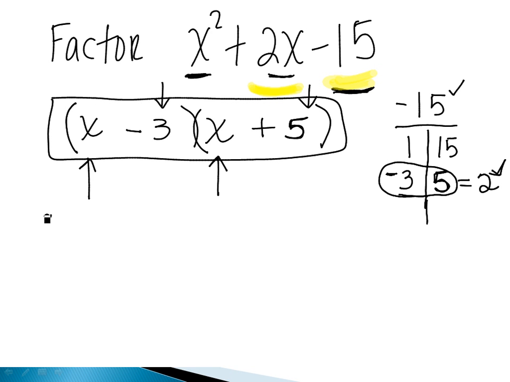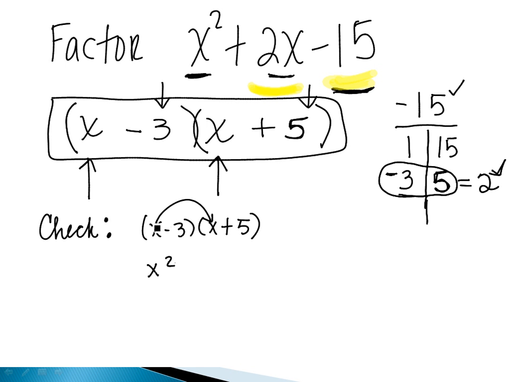How do you check? Multiplication is really the reverse of factoring. So all you have to do is multiply x minus 3 times x plus 5 and make sure we get the same thing as the original expression. X times x is x squared. X times 5 is 5x. Negative 3 times x is negative 3x. Negative 3 times 5 is negative 15.